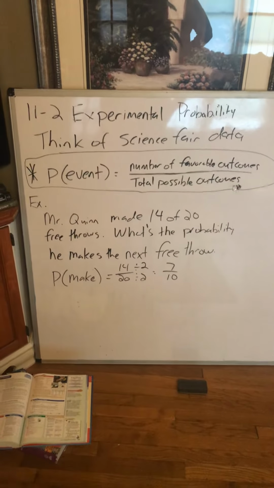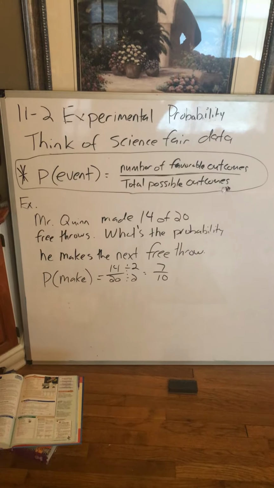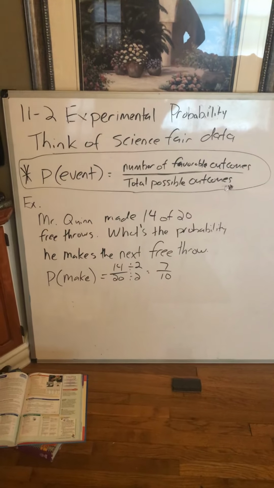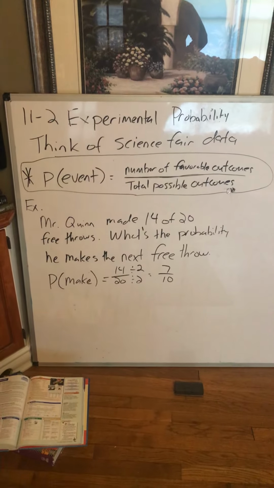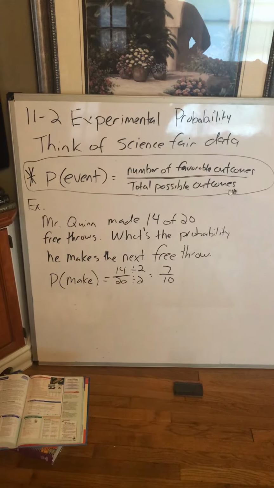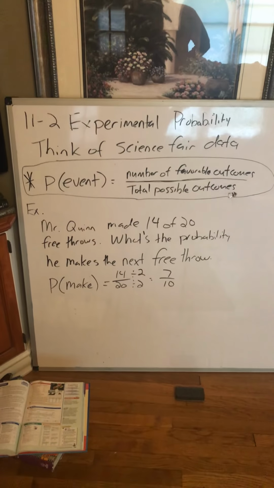Example, Mr. Quinn made 14 of 20 free throws. What's the probability he makes the next free throw? Probability of making it is the event. 14 made is the favorable outcomes, what's it being asked? 20 total outcomes, 14 20ths.